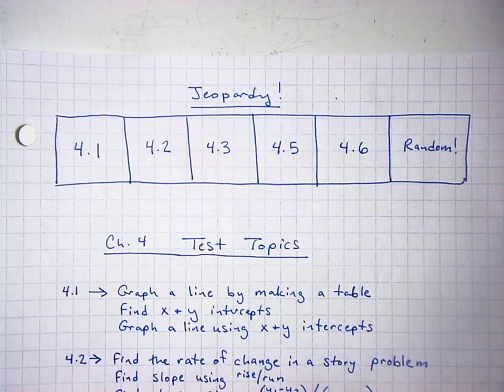We're only doing one in each category. The categories are 4.1, 4.2, 4.3, 4.5, 4.6, and random. And of course, we're still doing a random problem, because why not? I'm just going to go in order. Each one of these is worth 600 points. So go ahead and give yourself 600 points if you get any of these right.